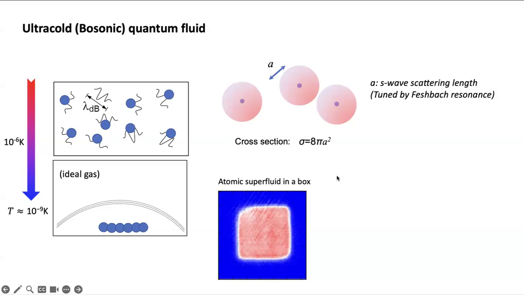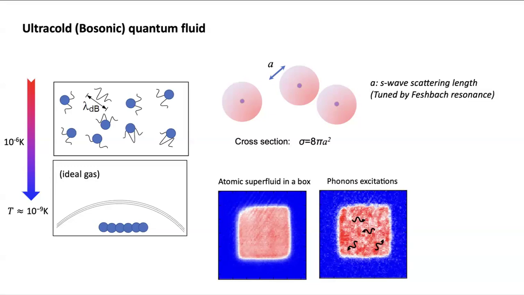So what you are seeing here is 10,000 atoms trapped inside a box. The density distribution fills this entire box. This is a square box. And this is the average image. So we repeat the experiment many times, and then average the density. This is what we see. In fact, in each single experimental realization, this is what we actually see.